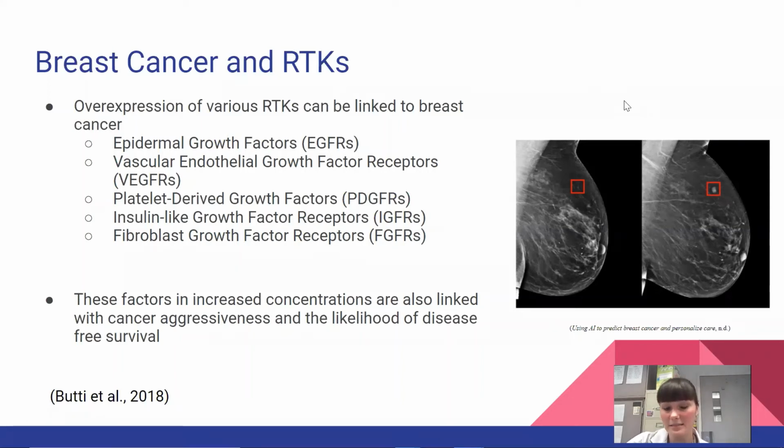All of these, when they are overexpressed, when they are activated when they should not be, are linked directly with cancer aggressiveness and also the likelihood of disease-free survival. So if you have mutations that affect these particular RTKs, the more serious it is, the more aggressive your cancer becomes, and the less likely you are to survive that disease. So it is a huge issue, and a bunch of research is being done into how to treat that.